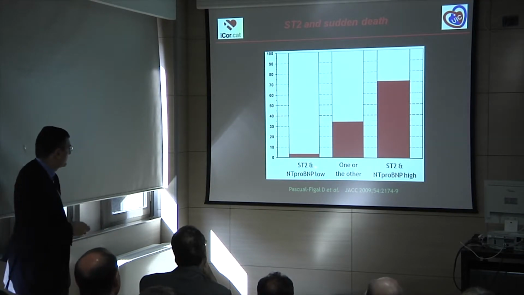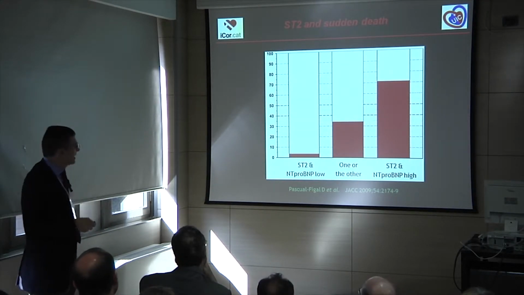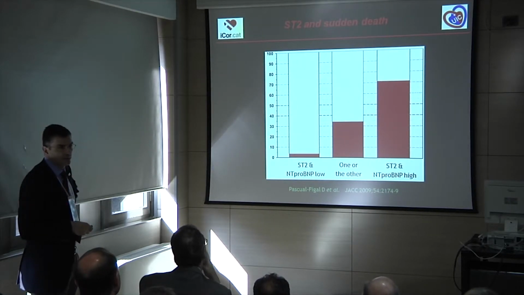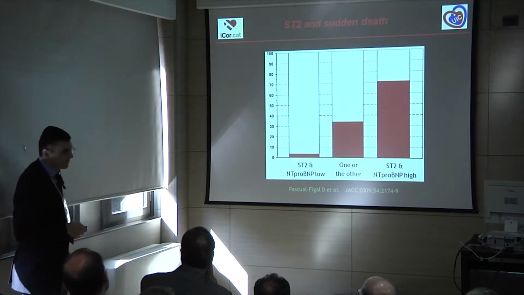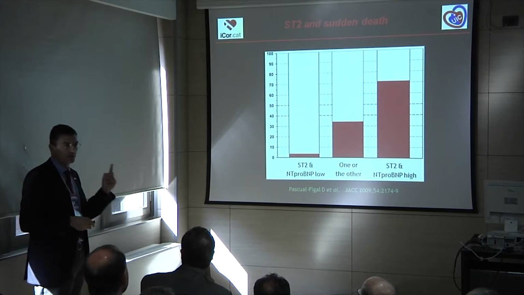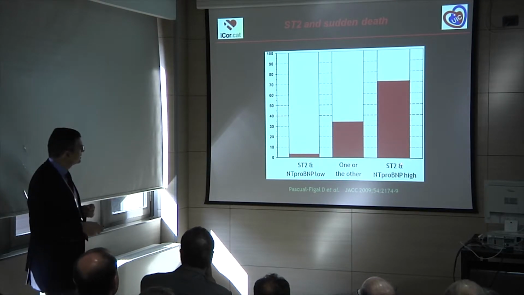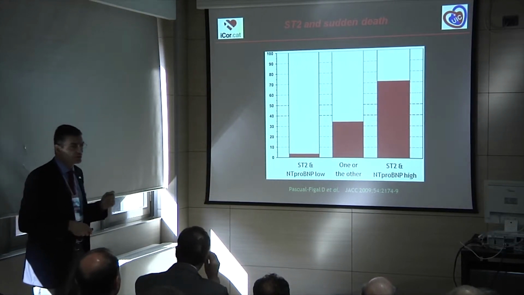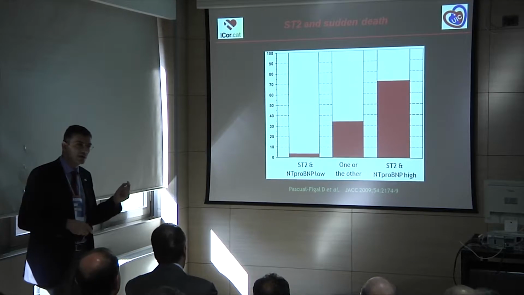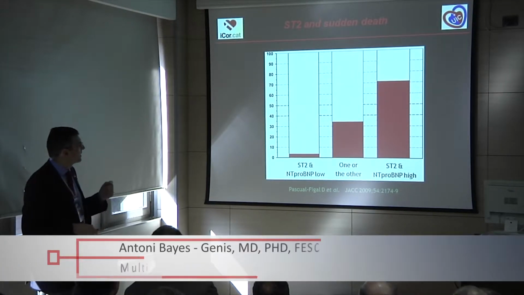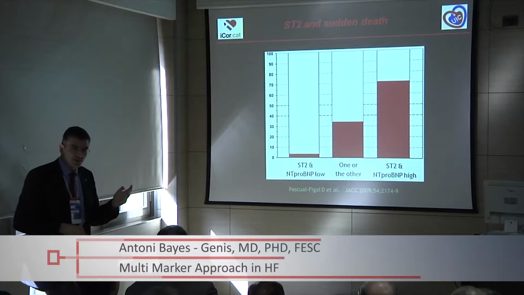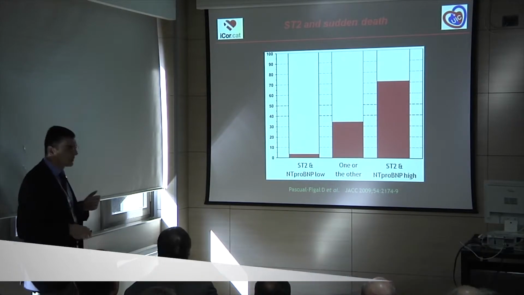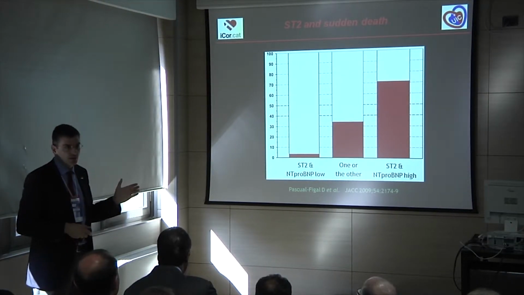ST2 and NT-proBNP low. This is a 3-year follow-up. ST2 and NT-proBNP low, 4% risk of sudden cardiac death. That's what I said before. It's just a little bit more than 1% risk of sudden death per year. ST2 and NT-proBNP high, almost 25% risk of sudden death at three years, which means about 8% risk per year. So if these two are high, 1 out of 4 patients are going to die of sudden death. If these two are low, 1 out of 100 patients is going to die.